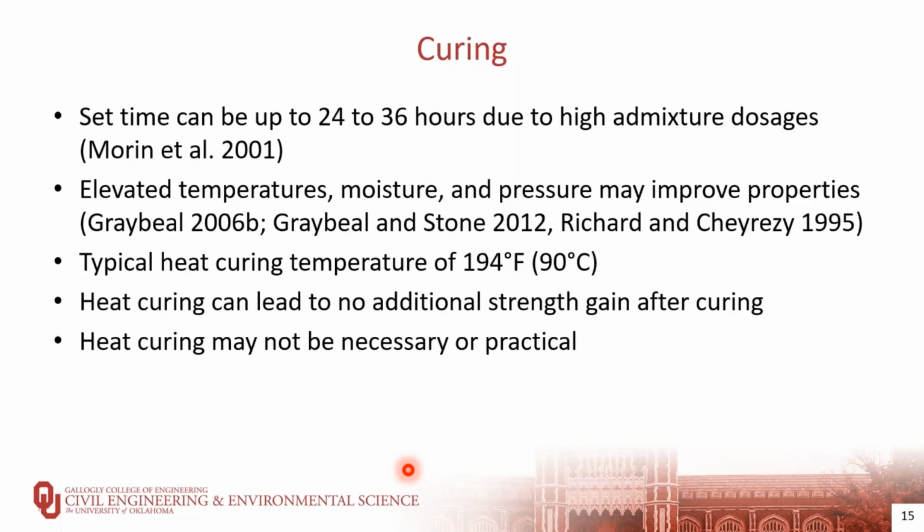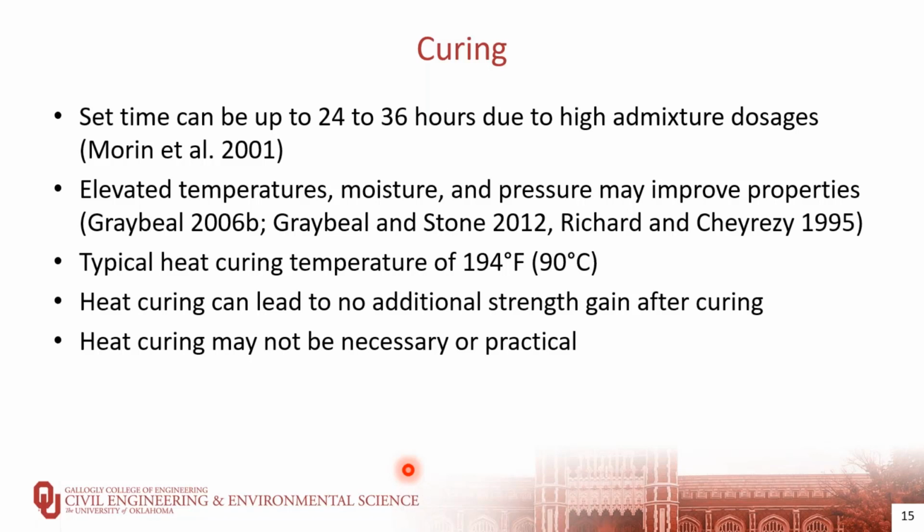Curing of UHPC has had a lot of different work done in that area. It has a higher set time, up to 24 or 36 hours, depending on how much of the admixtures are used. With very high admixture dosages, that set time can be pushed out. Elevated temperatures, moisture, and pressure can improve properties over time if that's a possibility.